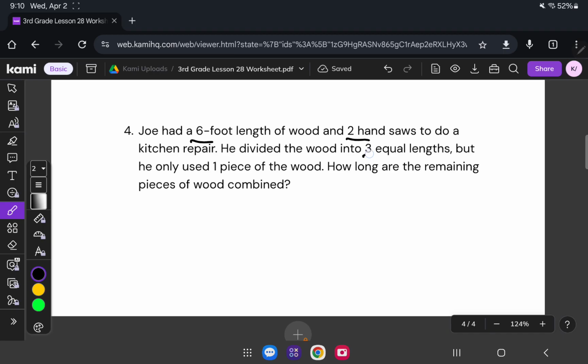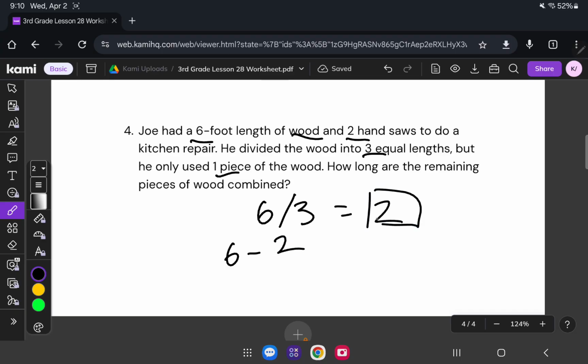All right. Joe had a 6 foot length of wood and 2 handsaws to do a kitchen repair. He divided the wood into 3 equal lengths, but he only used 1 piece of the wood. How long are the remaining pieces of wood combined? So here, the length of the wood and cutting it into 3 equal lengths. So 6 divided by 3 equals 2. And 6 minus 2 equals 4. So 4 feet long.